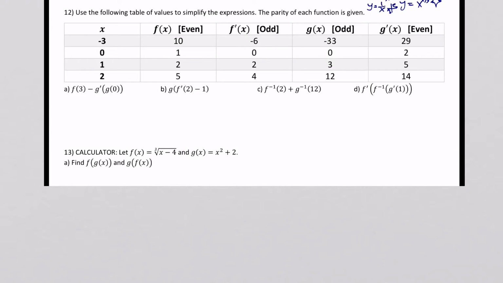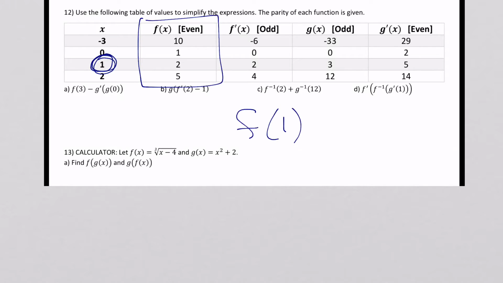Okay, problem 12. You are given a function. You're given a table with values from a function, and you need to evaluate different expressions given this information. So the basic idea is if you see f of 1 like that, it means go to the x value of 1, then go to your f column. What is the corresponding value? Well, the corresponding value is 2.